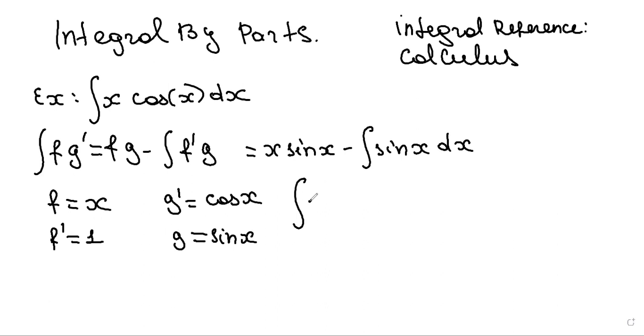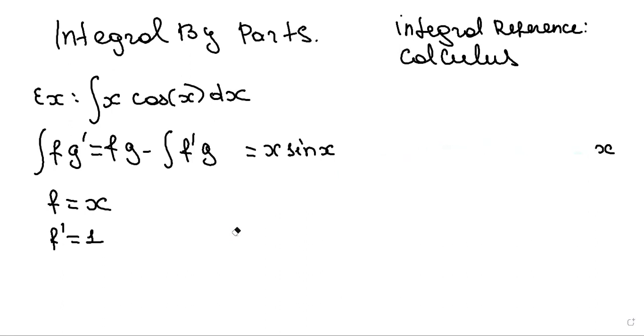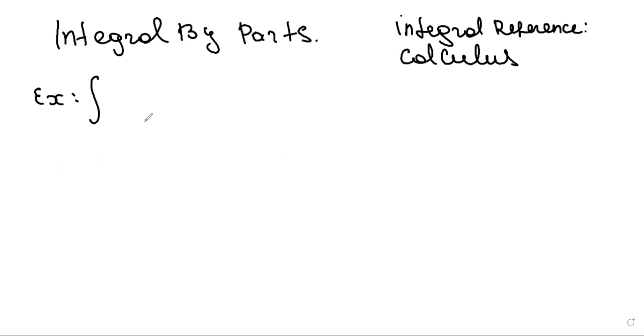Now we're going to integrate sine x dx. We know that the integral of sine x dx is negative cosine x. So after that, we're going to have x sine x plus cosine x. This is a little bit easy example. Next, we are going to have some more difficult examples, in which we need to use integration by parts 2 or even 3 times. Let's do another example.